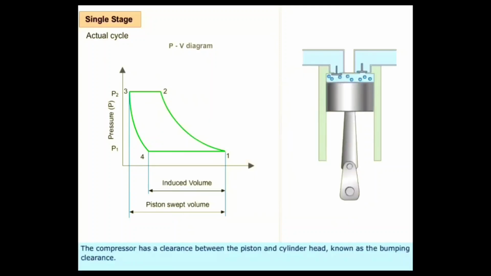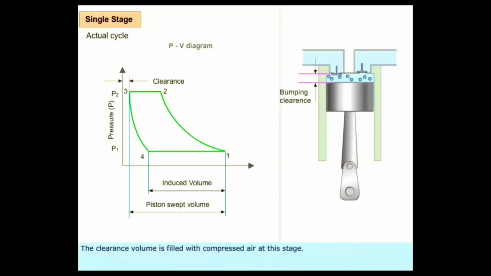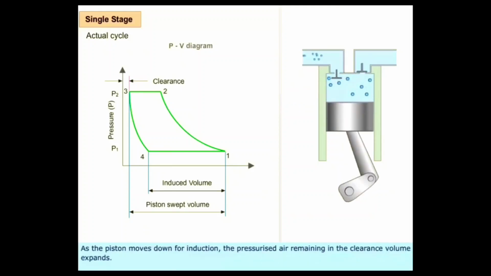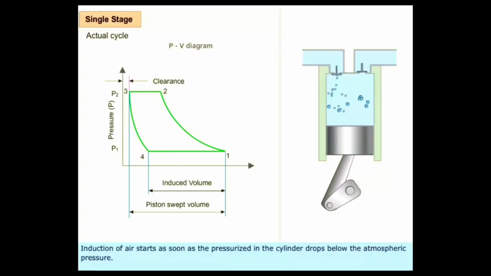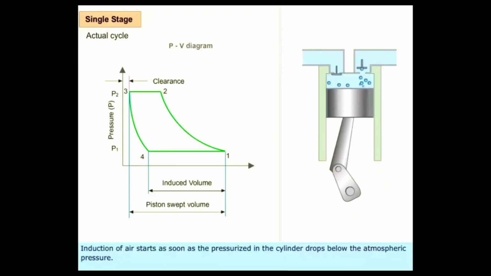The compressor has a clearance between the piston and the cylinder head, known as the bumping clearance. The clearance volume is filled with compressed air at this stage. As the piston moves down for induction, the pressurized air remaining in the clearance volume expands. Induction of air starts as soon as the pressure in the cylinder drops below the atmospheric pressure. Therefore, the actual induced volume of air will be less than the piston swept volume.